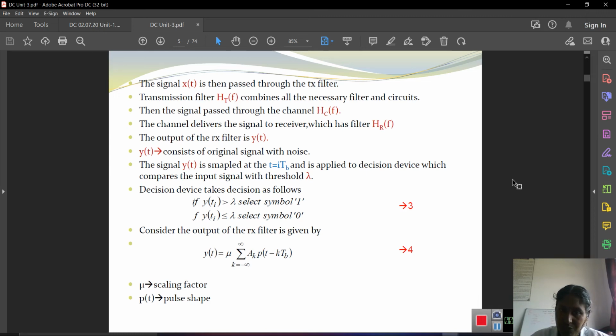The signal Y of T is sampled at t equal to i T B and applied to the decision device, which compares the input signal with the threshold lambda. If Y of T i is greater than lambda, select symbol 1. If Y of T i is less than or equal to lambda, select symbol 0. Consider the output of the receiver filter given by Y of T equal to mu summation K equal to minus infinity to infinity A K P of T minus K T B. Mu is the scaling factor, and P of T is the pulse shape.